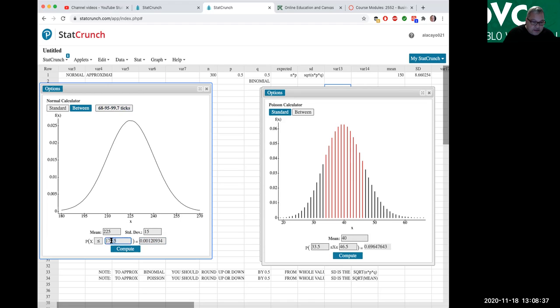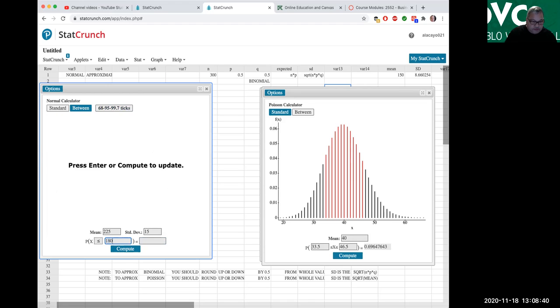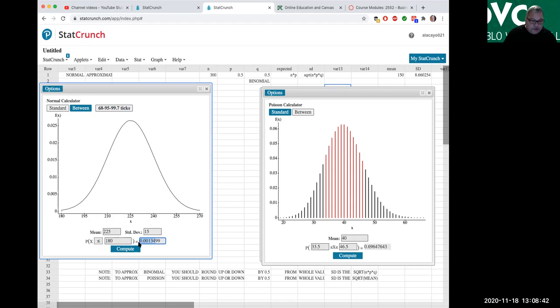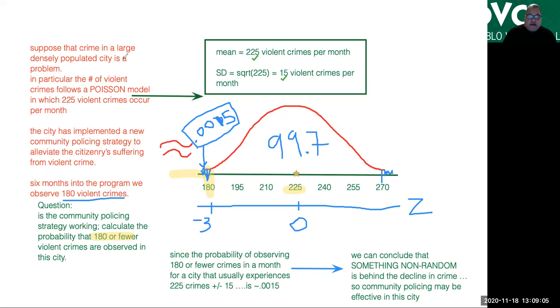Okay. If I do not do the half a unit approximation, it's 0.0013, which is very close to my 0.0015 that I initially estimated. But the point is that the chance of seeing so little crime in a city that sees an average of 225 plus or minus 15, that's nearly impossible in a random system, or randomly speaking. And since nearly impossible randomly, then there must be something non-random behind it, and that would be the community policing having a significant impact.